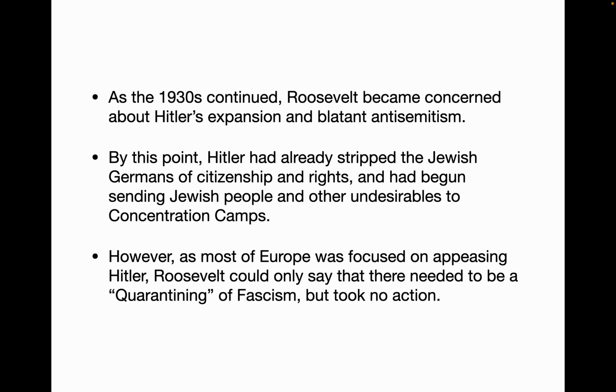Now, as the 1930s are continuing, Roosevelt is becoming very concerned about Hitler's expansion. He's also very worried about the obvious anti-Semitism that Hitler was showing. I mean, he wrote about it in books. He was not subtle. And by this point, Hitler had already stripped the Jewish citizens of Germany of their citizenship. This is called the Nuremberg Laws.